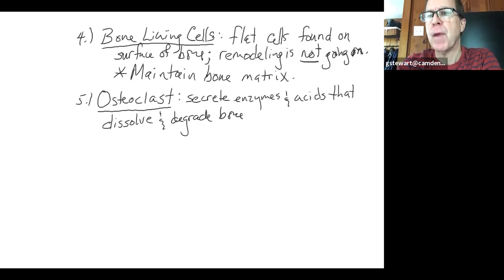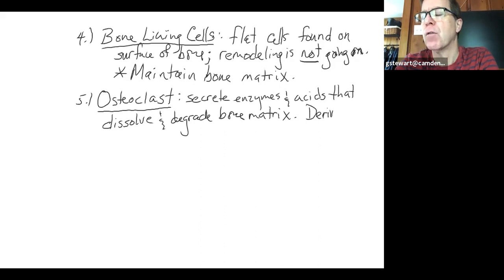I'm going to say bone matrix. So osteoclasts break down bone matrix. Osteoblasts, with a B, make or synthesize new bone matrix. These cells, osteoclasts, are derived. They don't come from the osteogenic stem cells.